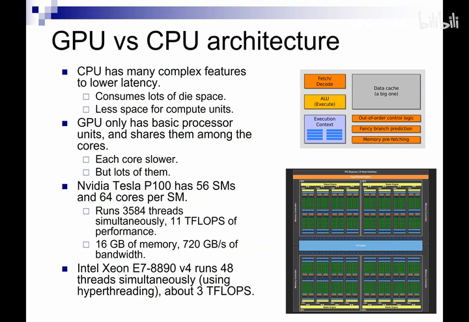Now in contrast, if you compare one of these pretty high-end GPUs to a high-end CPU, like this Intel Xeon over here, this has 24 cores. Each of them can do hyperthreading, so you can actually run 48 threads simultaneously. But altogether, you're only getting about 3 teraflops of performance on this very high-end Xeon.